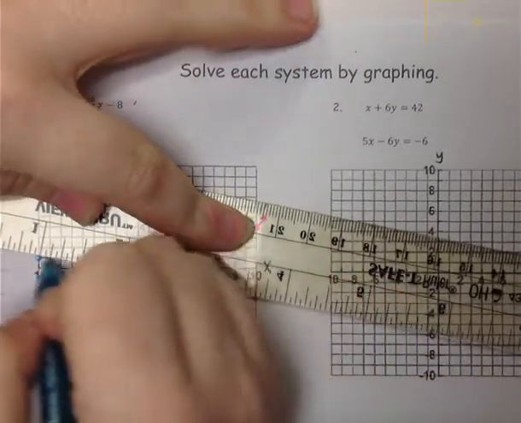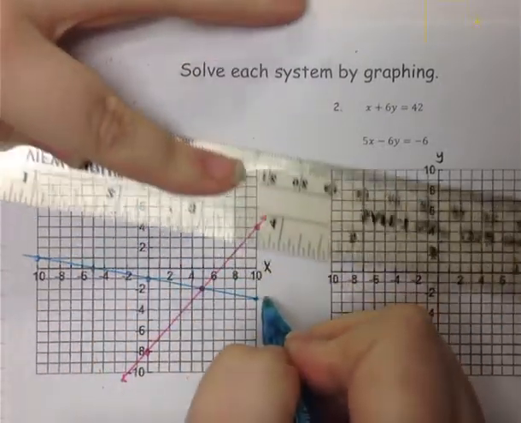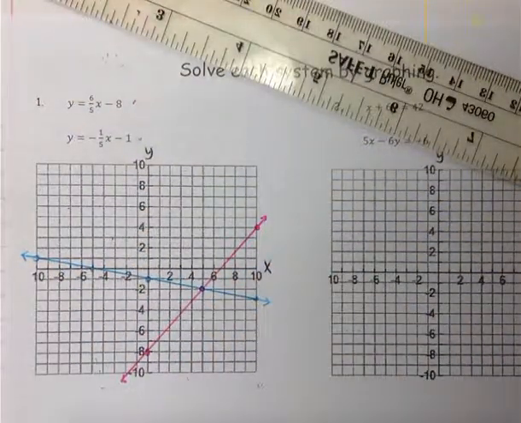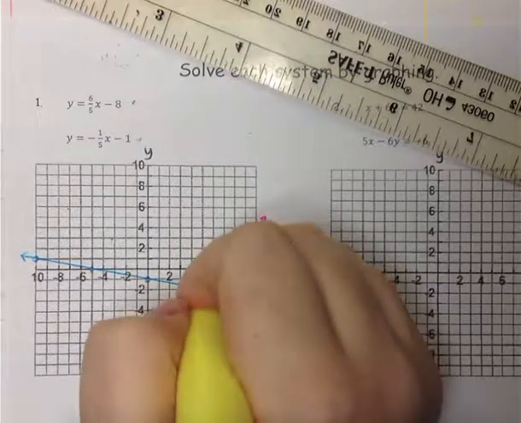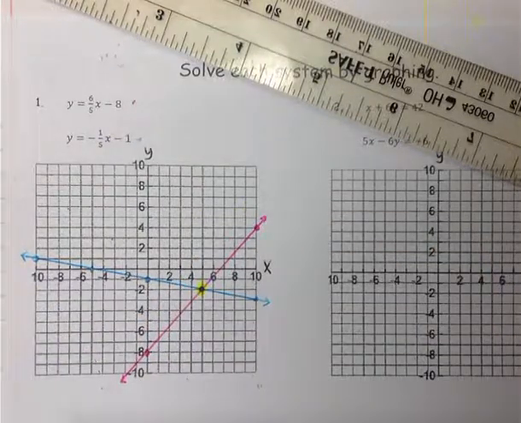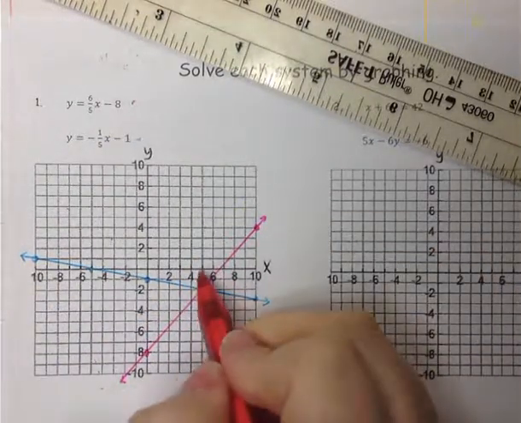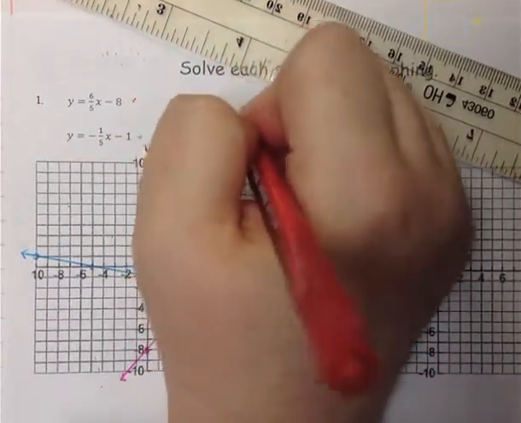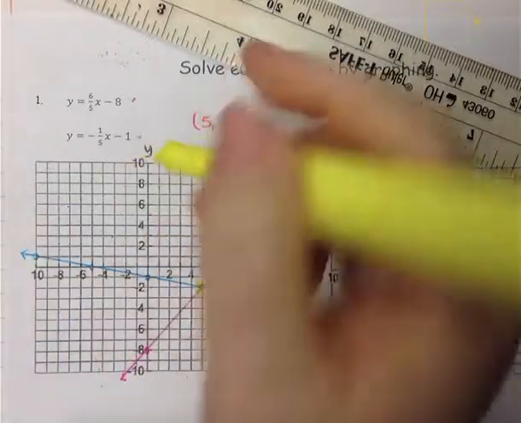So I connect these with a straight edge, and I find where these 2 graphs cross. These 2 graphs do cross once at this location. That coordinate is at 5, -2. So our solution is 5, -2. X is 5, y is -2.